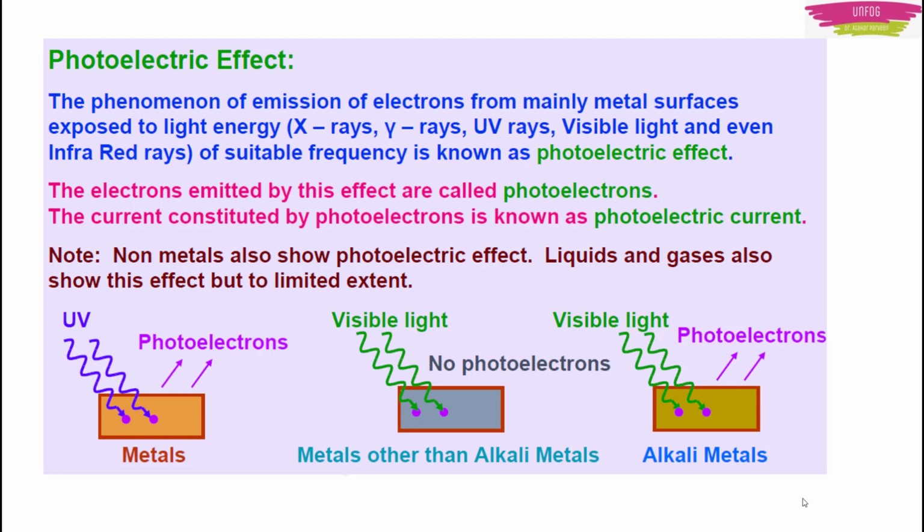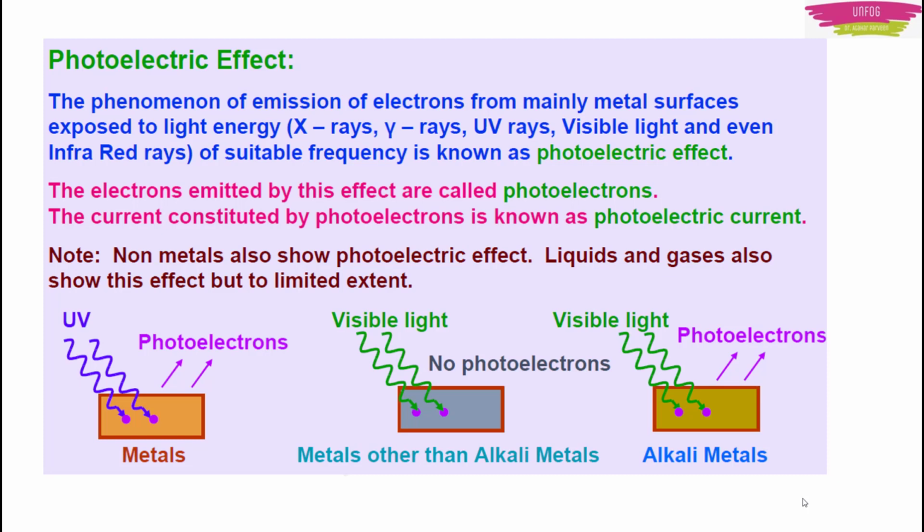Okay. Now one important note is that not only metals, even non-metals can show photoelectric effect. Even liquids and gases also can show photoelectric effect, but to a limited extent. If you want some dominating photoelectric effect, then only the metals are the right materials, and light of one particular frequency also should be incident on it. Then only photoelectrons will be ejected. For example, if you have UV light incident on the metals, then you can see photoelectrons. But if you have visible light on metals other than alkali metals, then you will not have photoelectrons. No electrons will be ejected.